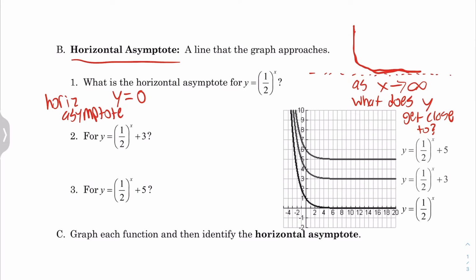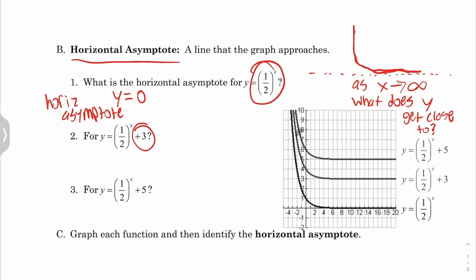For y equals 1/2 to the power of x plus 3, this part matches this thing. For the 1/2 to the power of x, that's the same thing as what we just had in the last question. When x is getting larger, this thing gets close to 0. So in the second question, the horizontal asymptote is just going to be at 3.